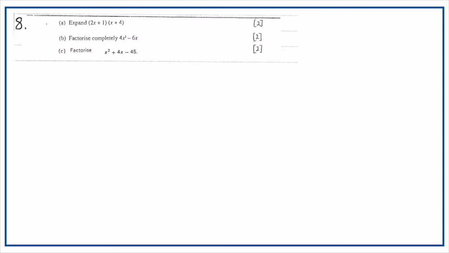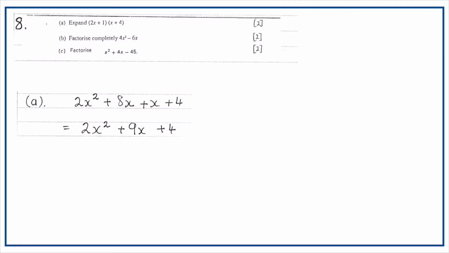Question 8, 8a, expand 2x plus 1 times x plus 4. So here we use the FOIL method, which expands as 2x squared plus 8x plus x plus 4, and we collect like terms. So expanded completely equals 2x squared plus 9x plus 4.